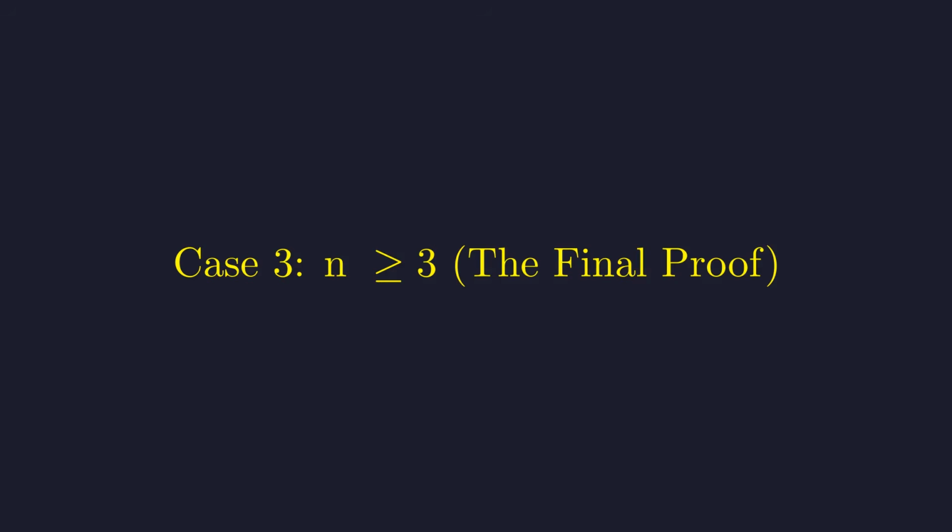Okay, checking cases one by one is fine, but we can't do it forever. How do we prove there aren't solutions hiding out at n equals 1 million? We need an argument that works for all large n. This is the final boss.